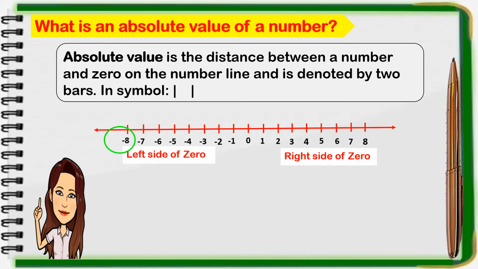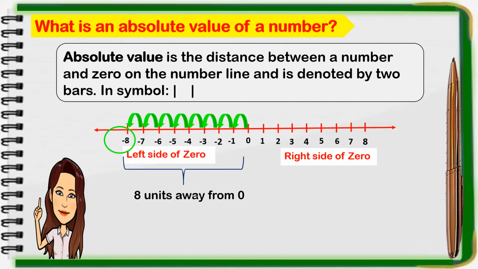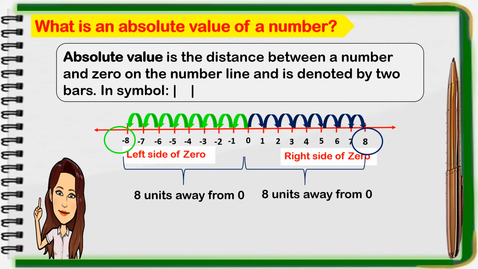Okay, let's count. 1, 2, 3, 4, 5, 6, 7, 8. So, negative 8 is 8 units away from 0. Ngayon naman, kunin natin ang positive 8. Ganun pa rin ang ating gagawin. Let's count how many units away is positive 8 from 0. 1, 2, 3, 4, 5, 6, 7, 8. So, positive 8 is also 8 units away from 0.